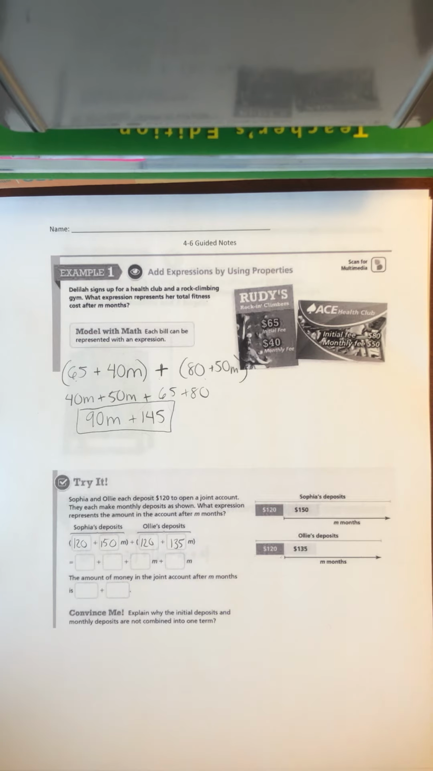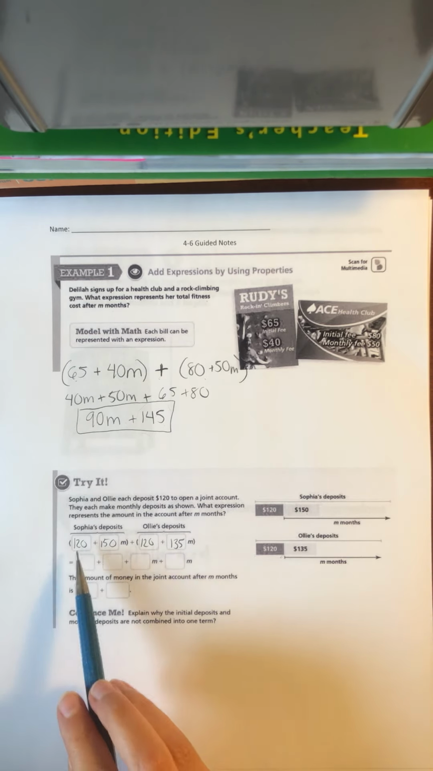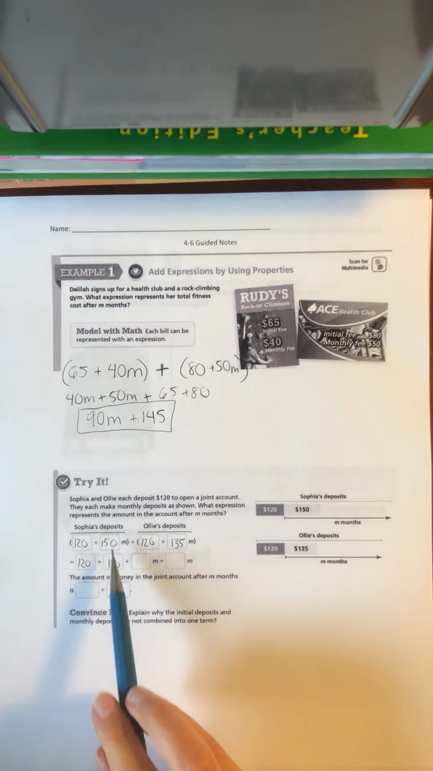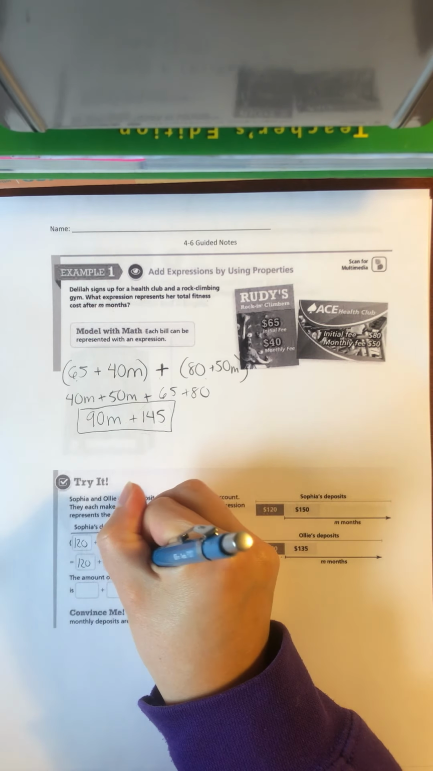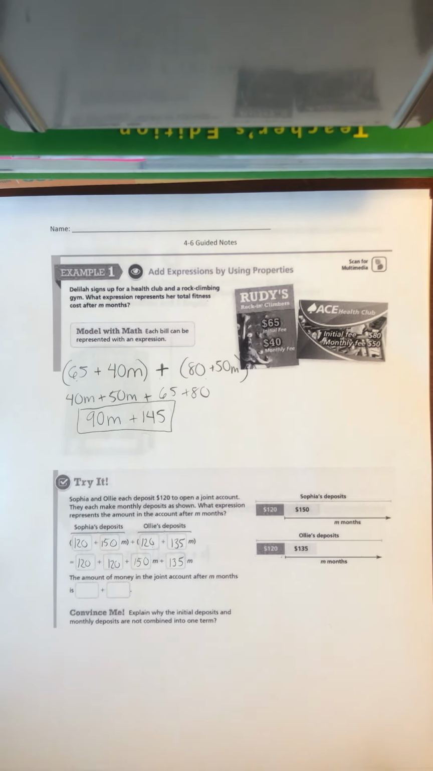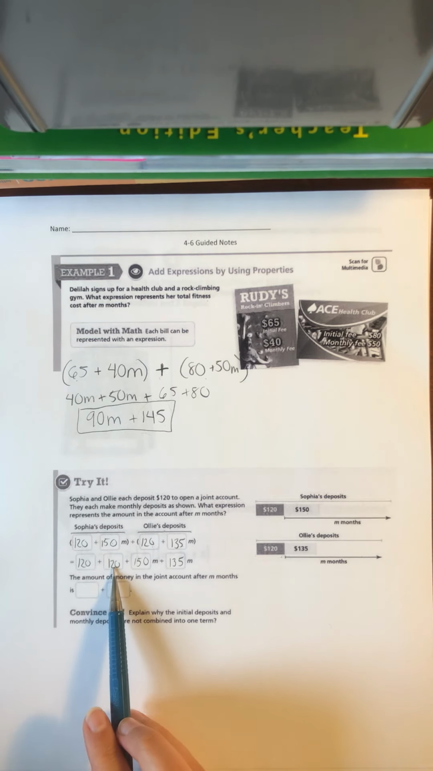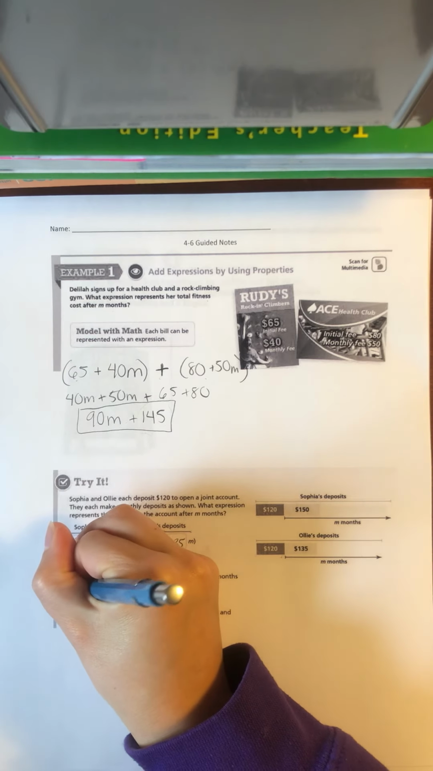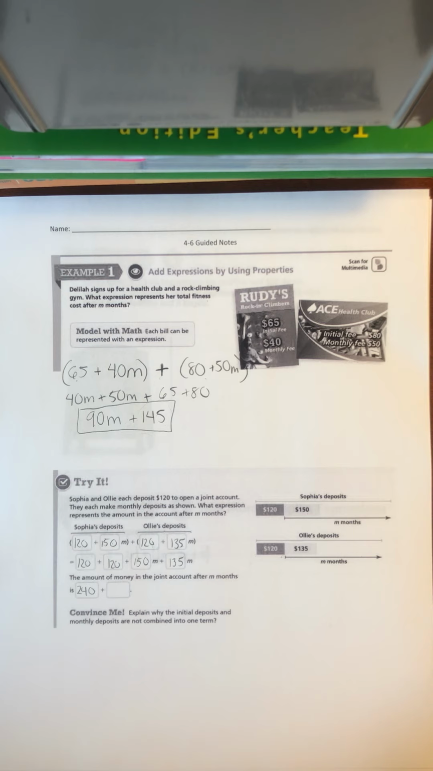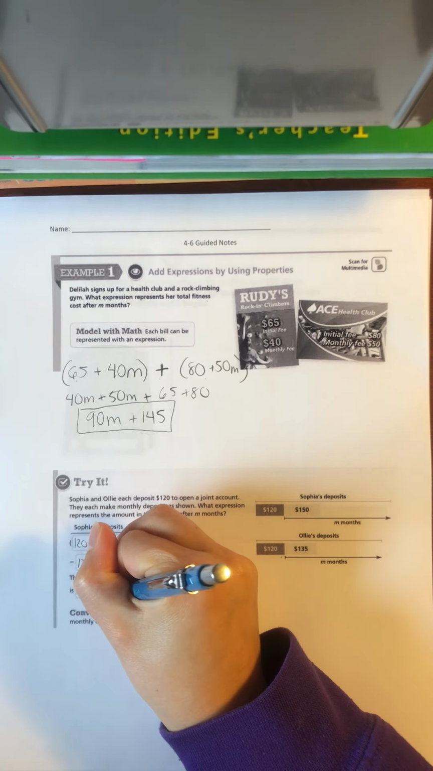Now in this next step, we're going to group our like terms together. So 120 and 120. And then 150M and 135M. Now we're going to combine our like terms. So 120 plus 120 is 240. And then 150M plus 135M is 285M.